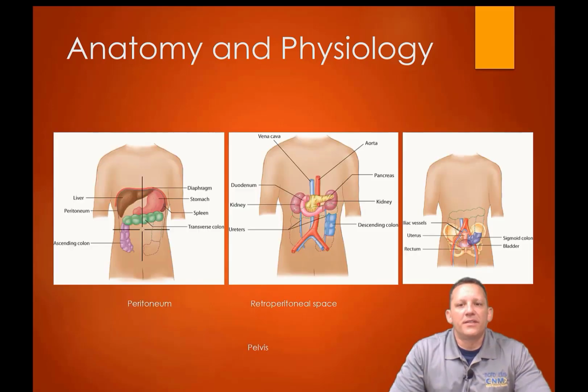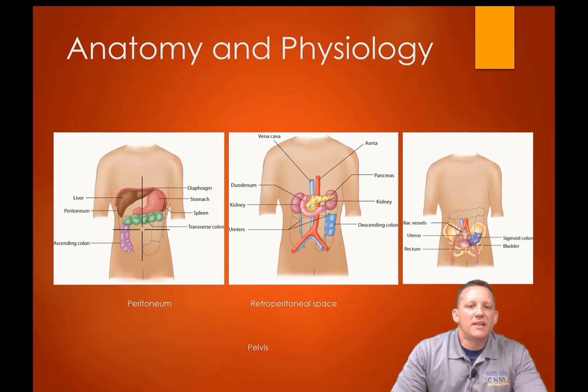Okay, so now we're looking at a couple of different diagrams. And what you can see here is the peritoneum, and we have basically the peritoneal space. And what you're looking at here is that the liver and the stomach, the spleen, and basically large sections of the colon are kind of sitting in that peritoneum. And then we have what's called the retroperitoneal space, and this is where organs kind of sit just outside of that visceral membrane, and they can pass back and forth.